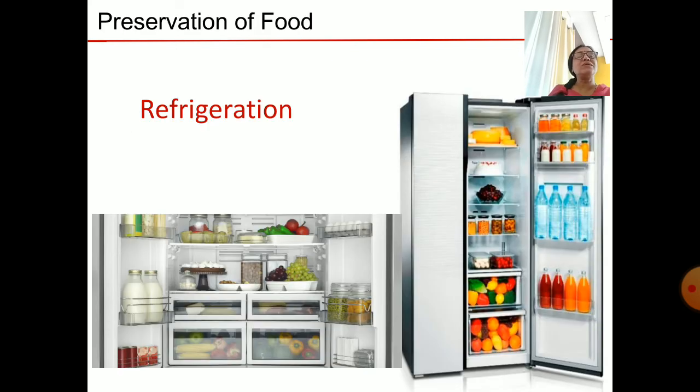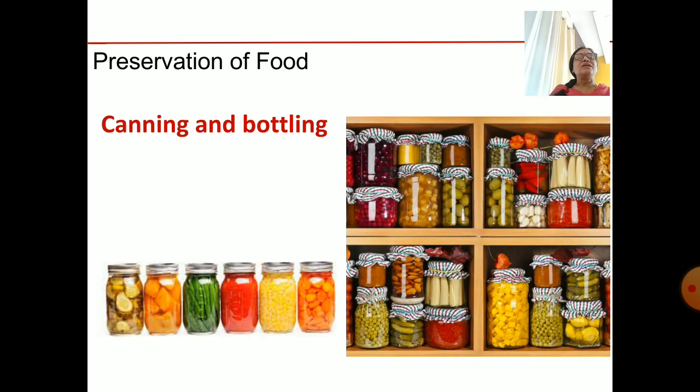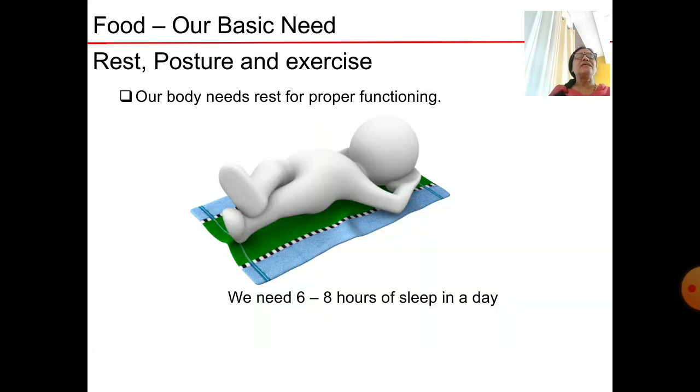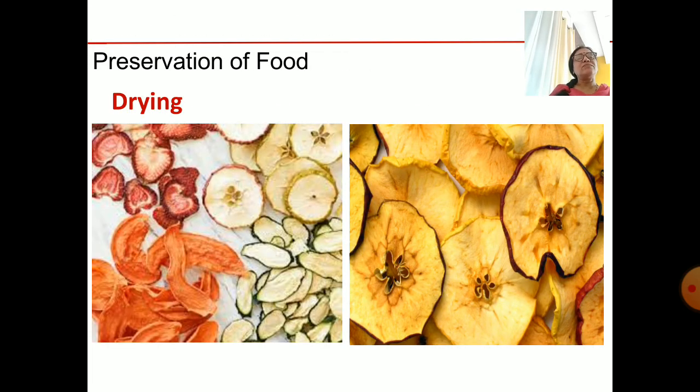We will see the pictures of them. See here, you can see the fridge, the food stored in it. See, canning and bottling: nicely, the food is kept in bottles to preserve it. See here, another one, this is drying. Small slices of some fruits or vegetables are cut and they are dried. These are the methods of preservation.